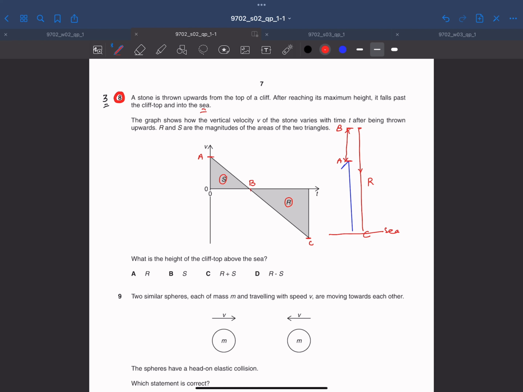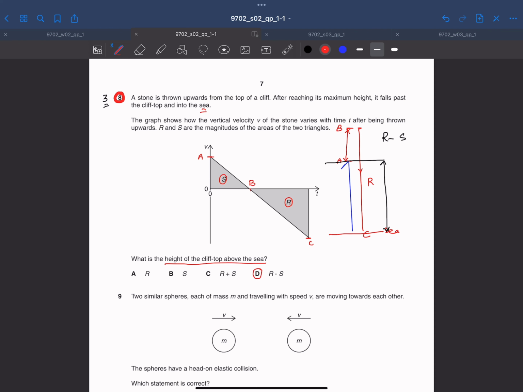If you want to know the height of the cliff top above the sea, you have to find this distance from point A to point C. So how can you get this? Simply R minus S: when you subtract S from R, you get this distance, which is the height of the cliff. So this is the option here, and our correct option will be D.